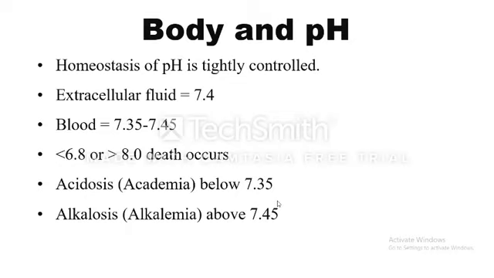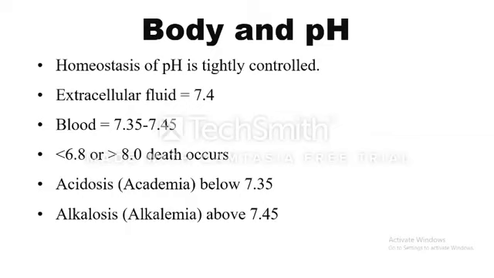So how are body and pH related? Homeostasis, or the change of pH, is tightly controlled in our body. Extracellular fluid has a pH of 7.4. Blood has a pH of 7.35 to 7.45. This is the range of the pH of the blood. Below 6.8 or above 8 pH, death occurs.